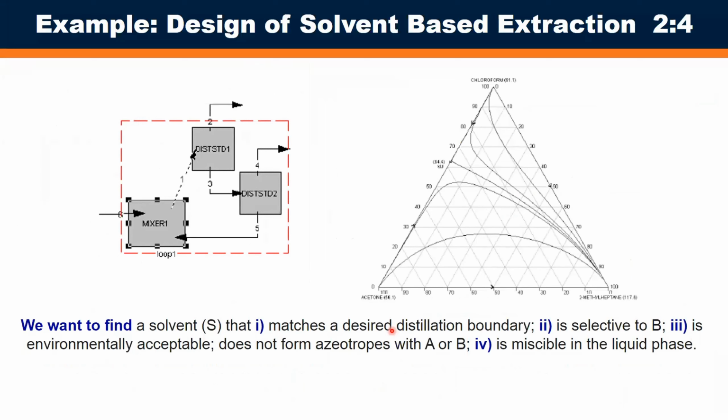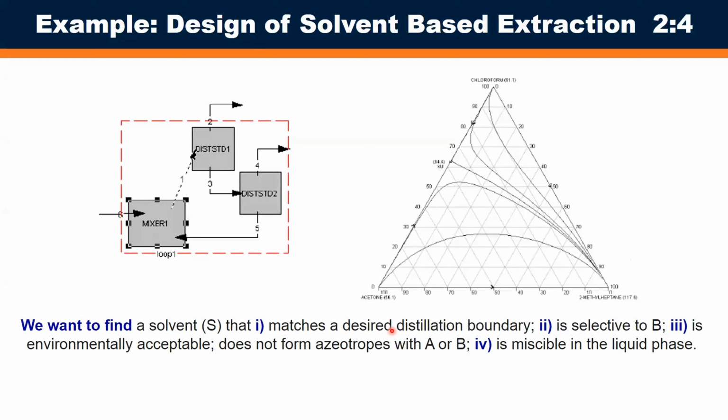We want to find a solvent that matches a certain distillation boundary. It's got to be selective to the chloroform, which is the B component here. It's environmentally acceptable, and we don't want to form any azeotropes with either the acetone or the chloroform, because that makes it more complicated to recover the solvent later. And we want it to be miscible in the liquid phase. So that's got to be our starting point, and whether or not we can find a solvent that does this is the next step.